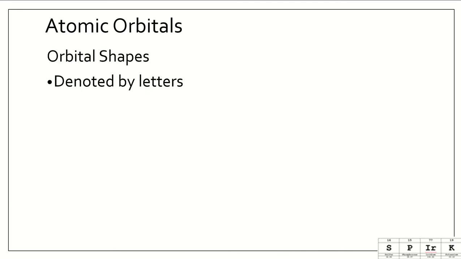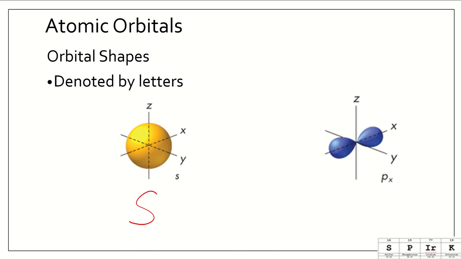So orbital shapes are denoted by letters. So for example, here we have an s orbital, and you see you have your x, y, and your z axis. Most likely you've probably only seen x and y axes. Now we have z. This gives us three-dimensional space. So an s orbital is just a sphere. And a p orbital, or more specifically a px orbital, because it's along the x-axis, is shaped like a dumbbell. So again, these are maps of where the electrons probably exist.